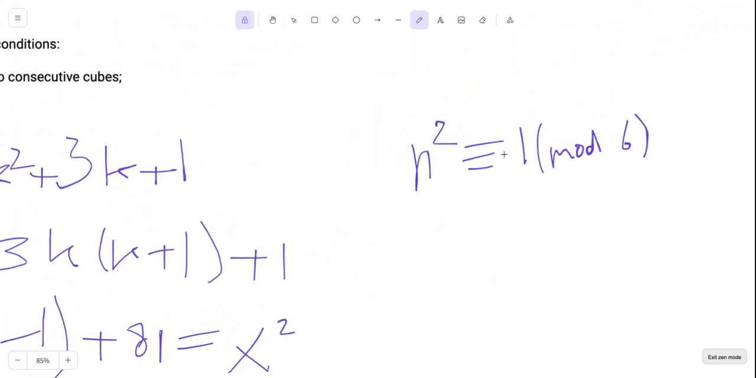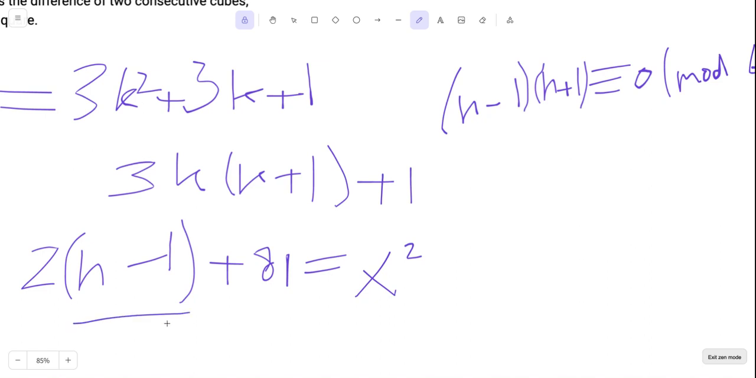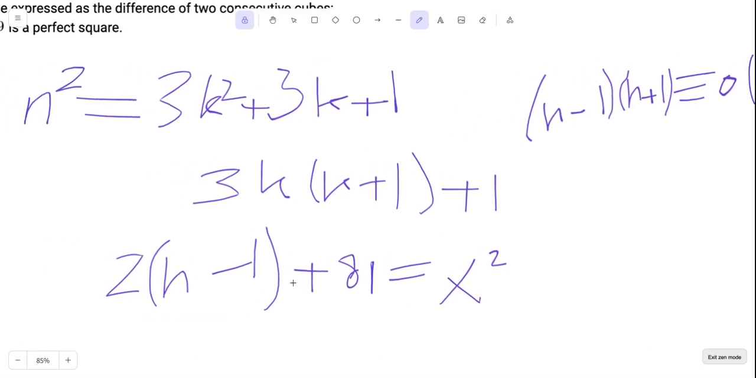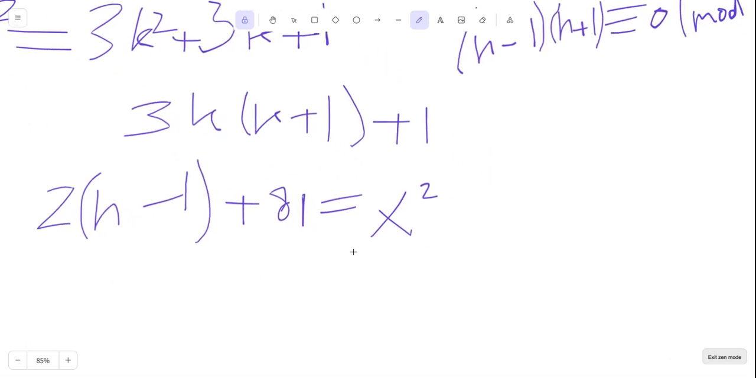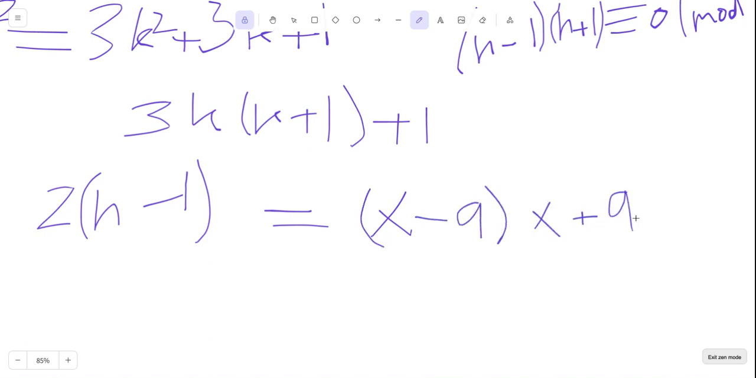Because if we have this being true, then by difference of squares, take the 81 to the left side. N minus 1 times n plus 1 is divisible by 6, and the same n minus 1 appears here. It might be related, I'm just saying. And so another difference of squares gives us the following.